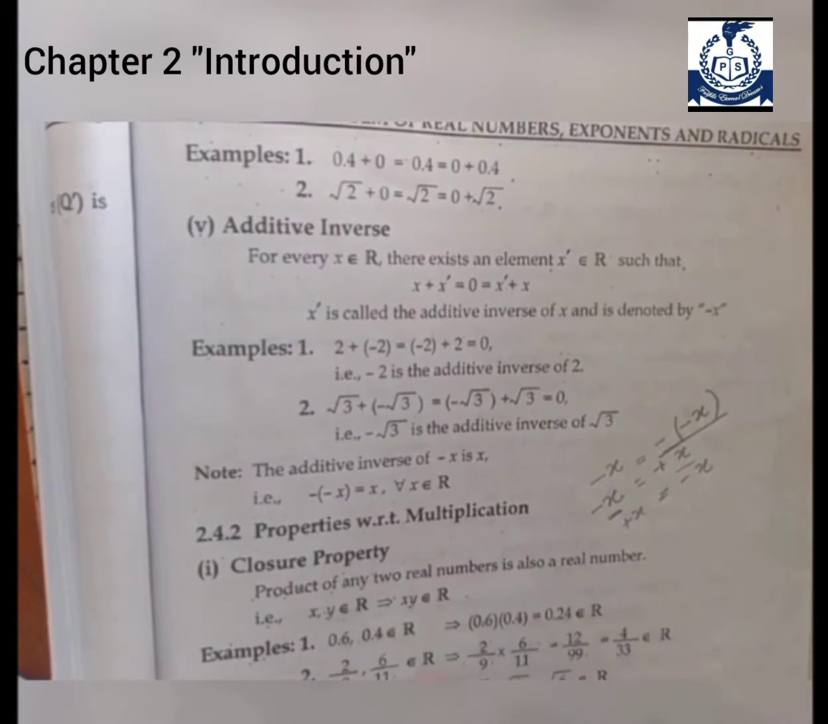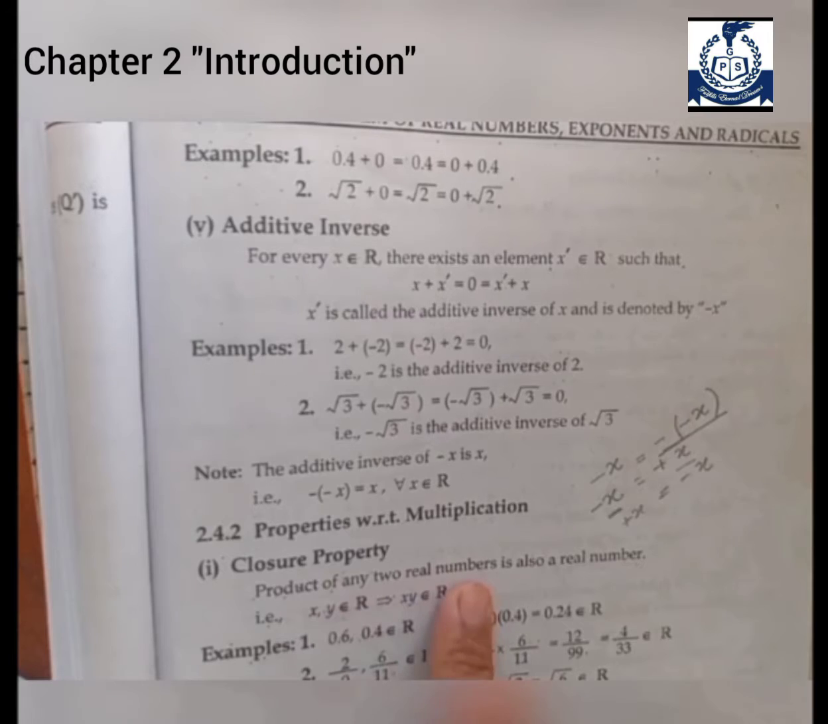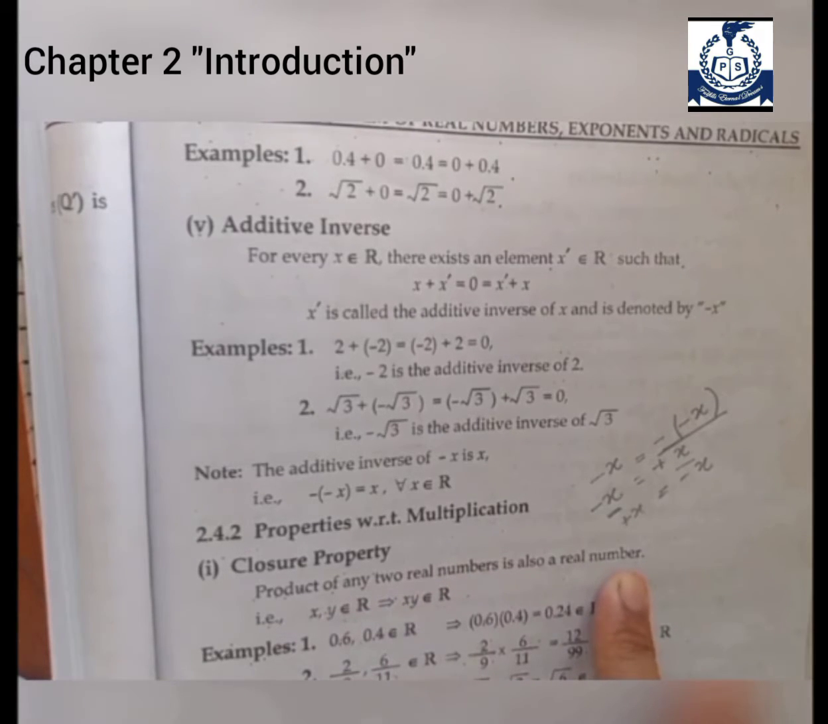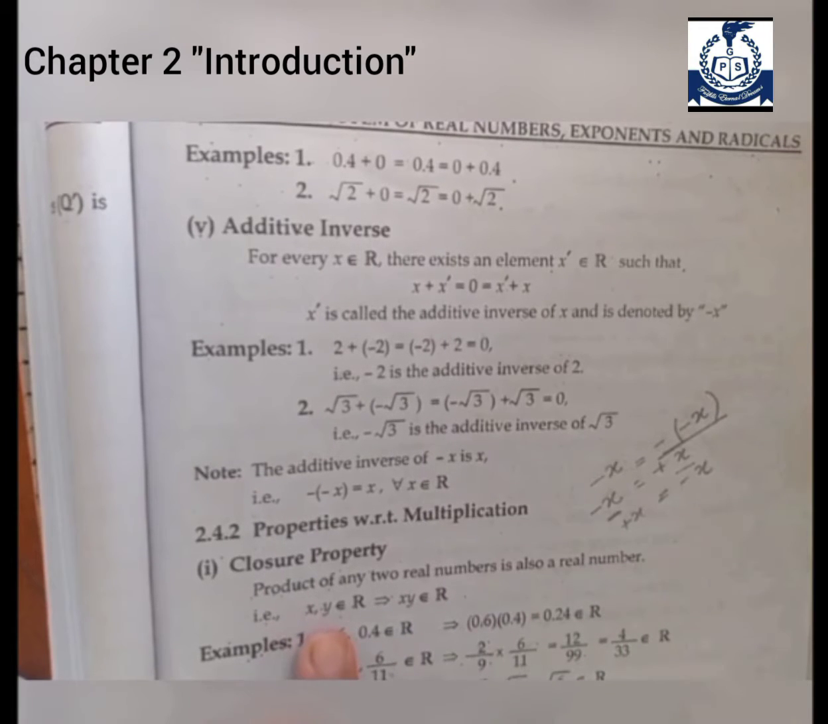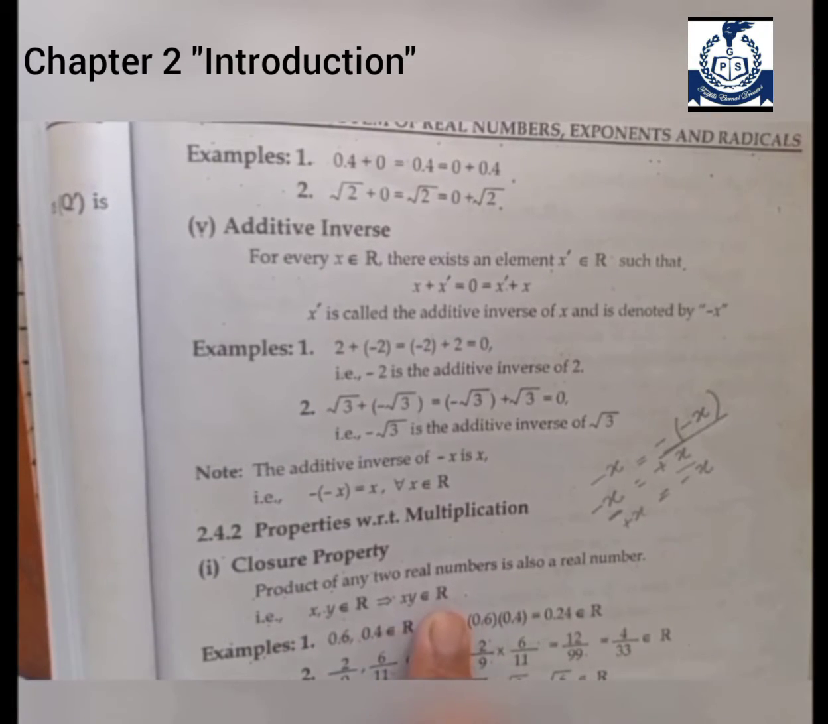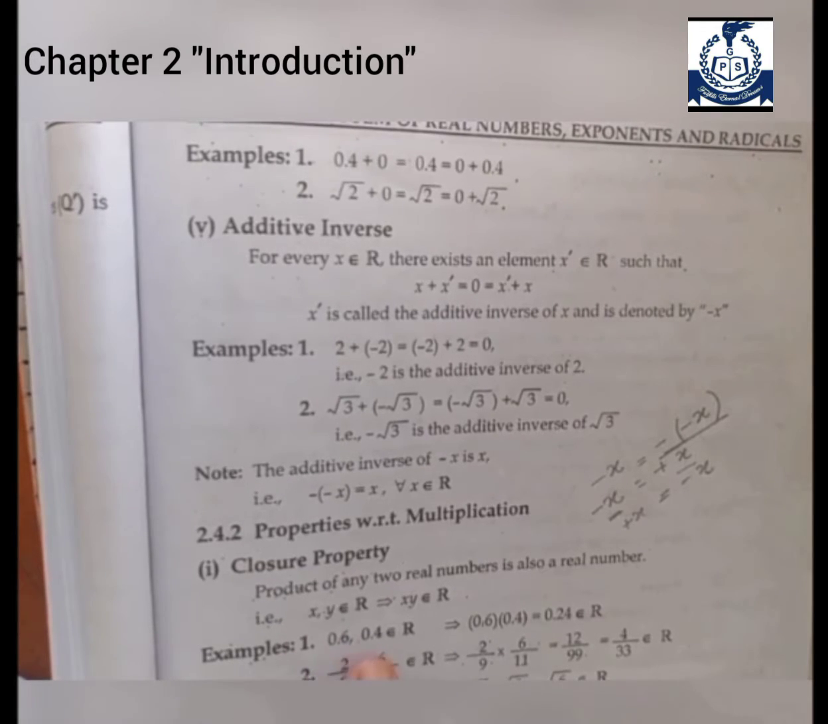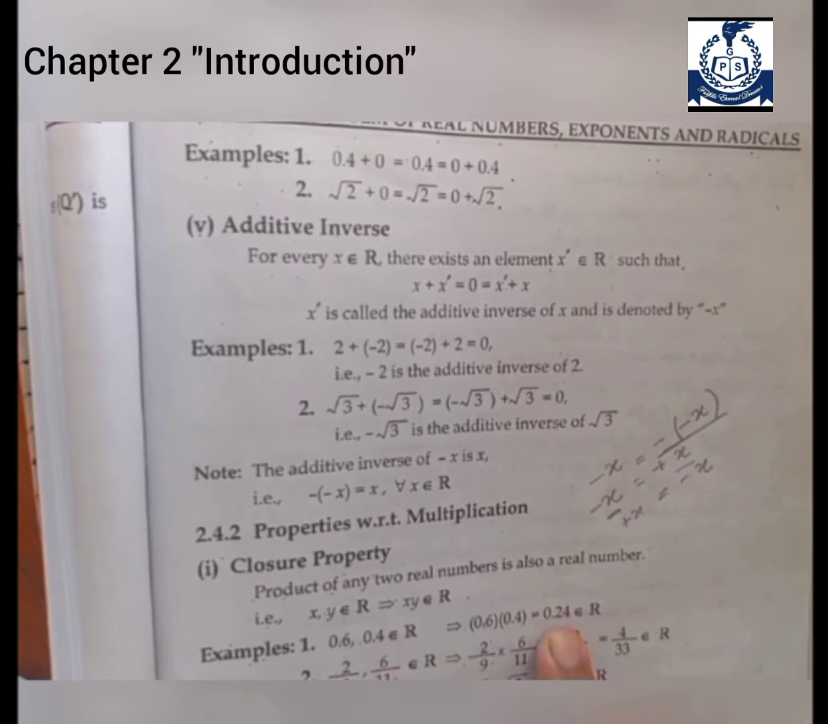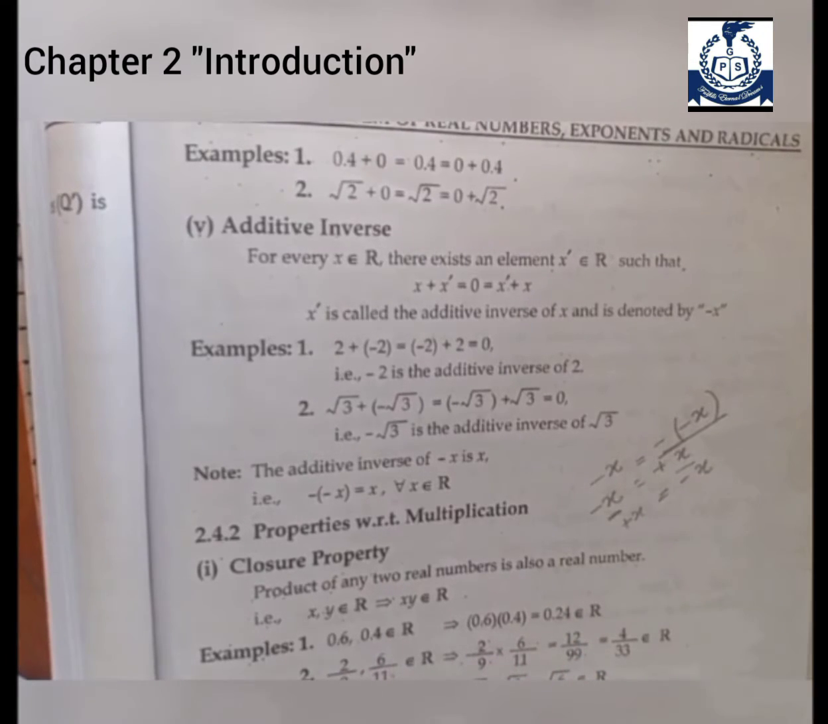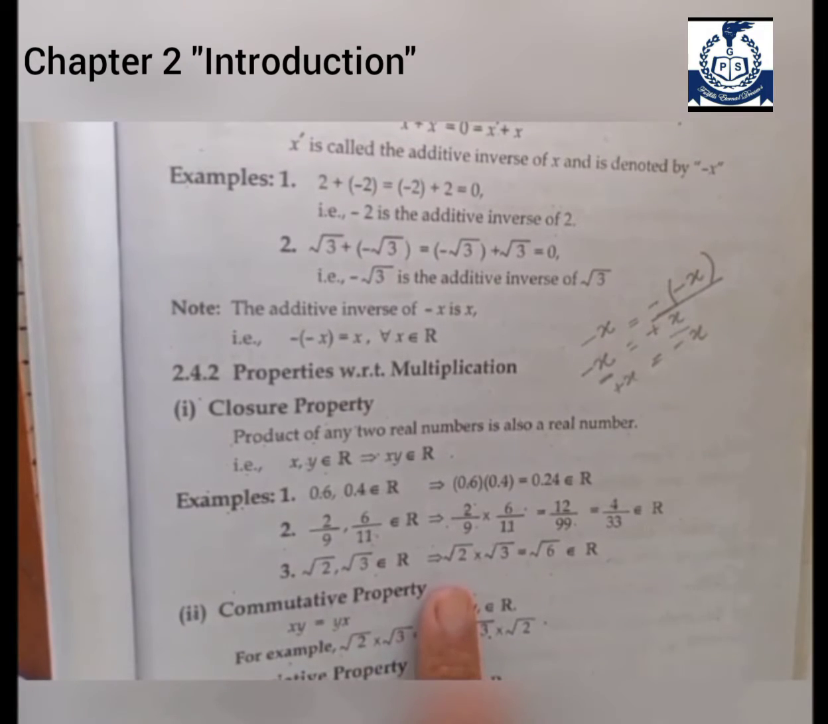Properties with respect to multiplication. Closure property. The product of any two real numbers is also a real number. So if we have two numbers and we multiply them, we get the answer as a real number. Means 0.6 multiplied by 0.4, both are real numbers. If we multiply them, 0.6 multiplied by 0.4, we get the answer 0.24, which is a real number.